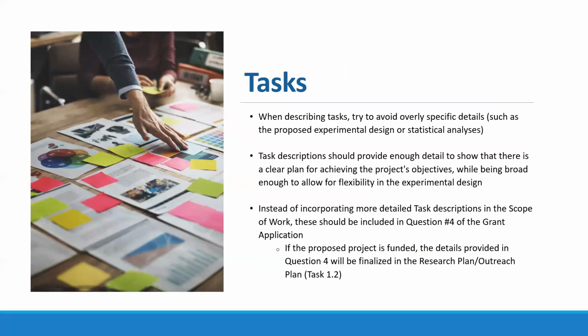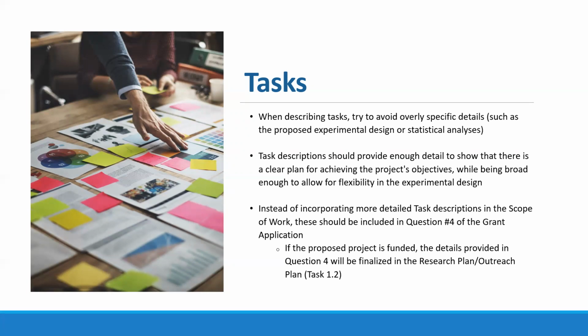So to give a little more information on tasks, again, when describing tasks, try and avoid being overly specific. So this could be things like proposed experimental design or statistical analyses. For example, in the previous example, the number of plants that would be included in the study is an example of something that maybe is not necessarily appropriate. Again, really detailed things related to proposed experimental or statistical analyses are likely not appropriate here.